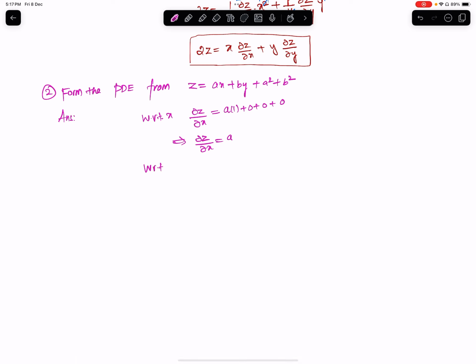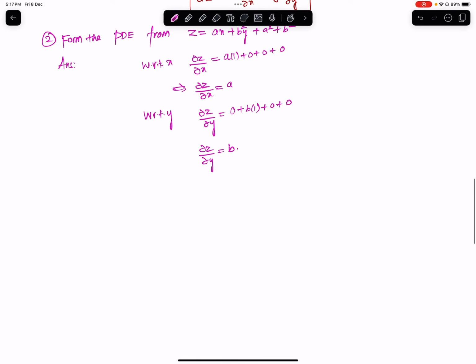Now I differentiate with respect to y. So dou z by dou y is equal to, if you see the given function, it has y only in the second place, the remaining places no y. So in the remaining places you get 0, in the place of y you get 1. So what is dou z by dou y? That is equal to just b. Now like the previous question, what do you have to do?